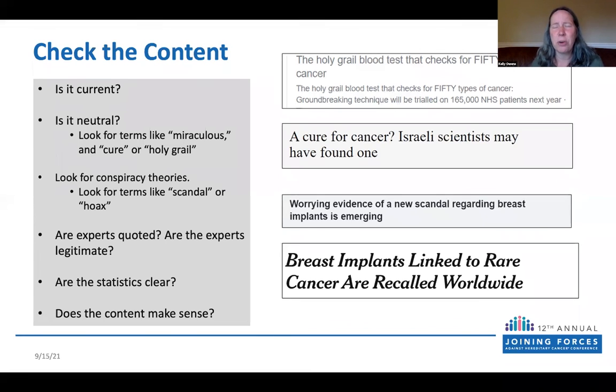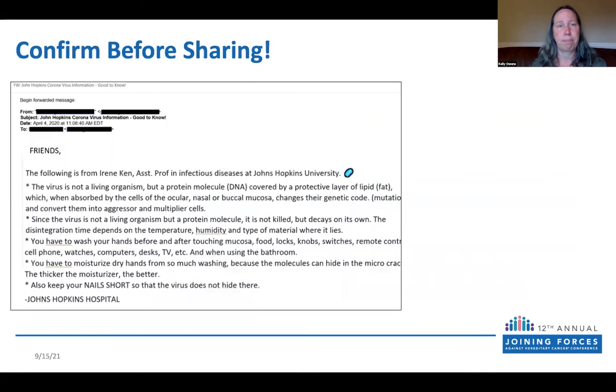If it flags things for you, there may be things there that are inaccurate. Do a quick Google search, double check it with other sources, see if there are other things that match it in the media, or is this really different than what the rest of the media are saying?